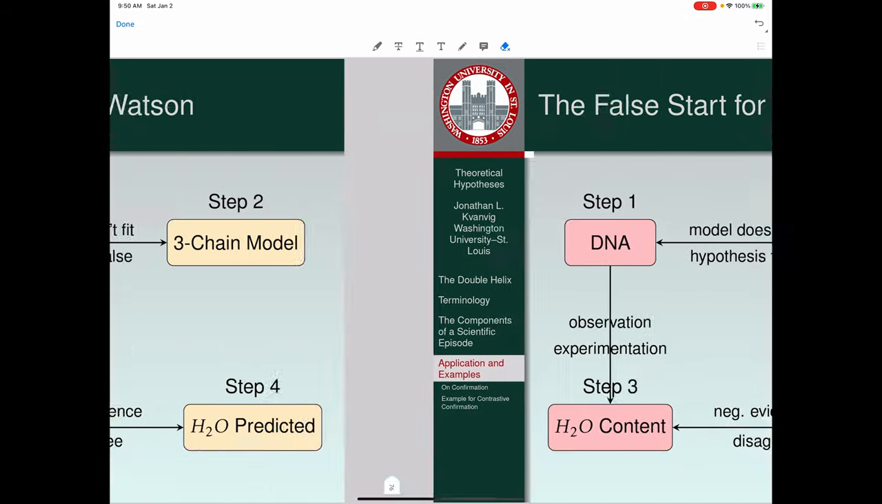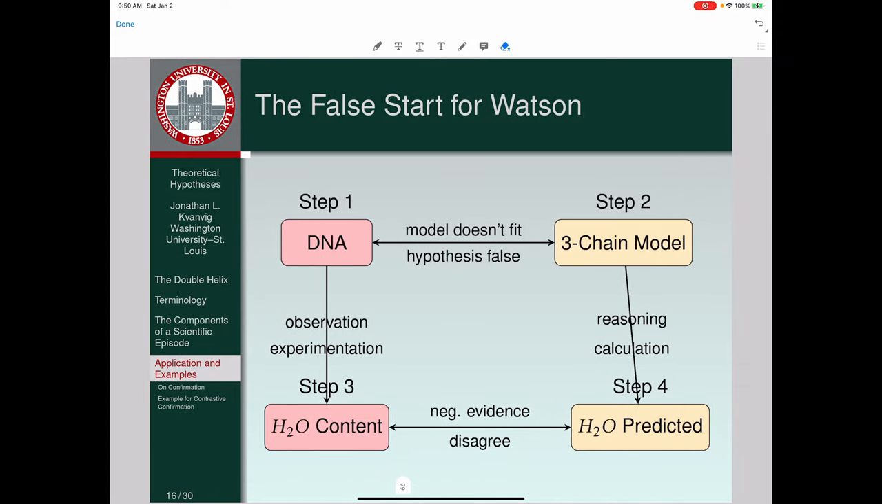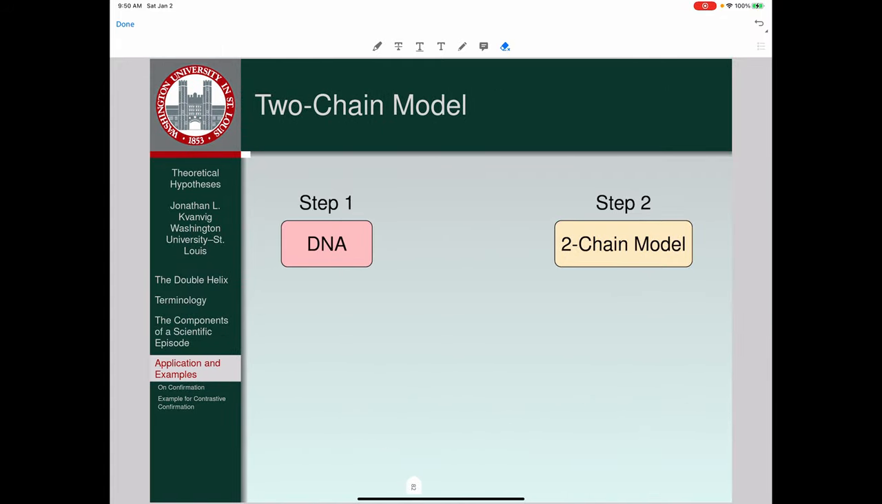And you get the other parts of this first stage of the program, where you fill in step one, step two, step three, and step four with the arrows running between steps one and two and three and four, and between one and three and two and four. The two-chain model did much better.